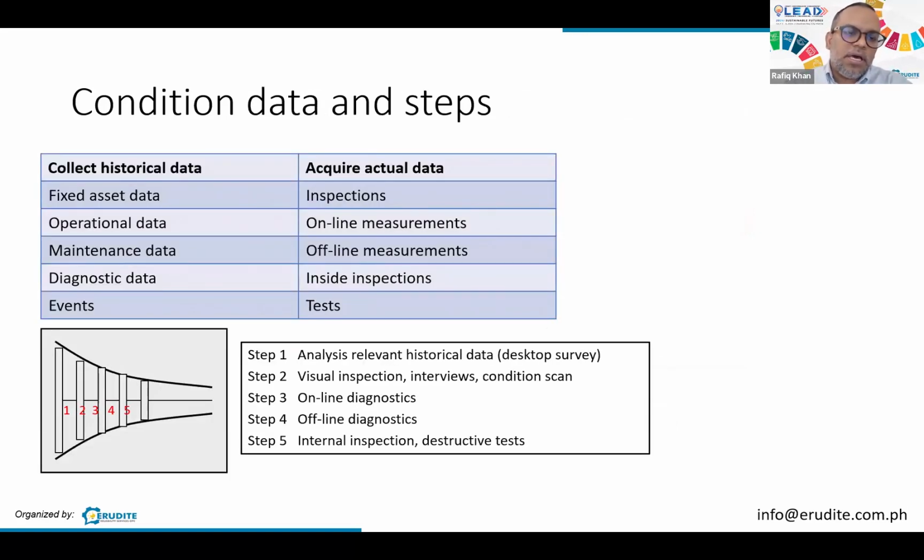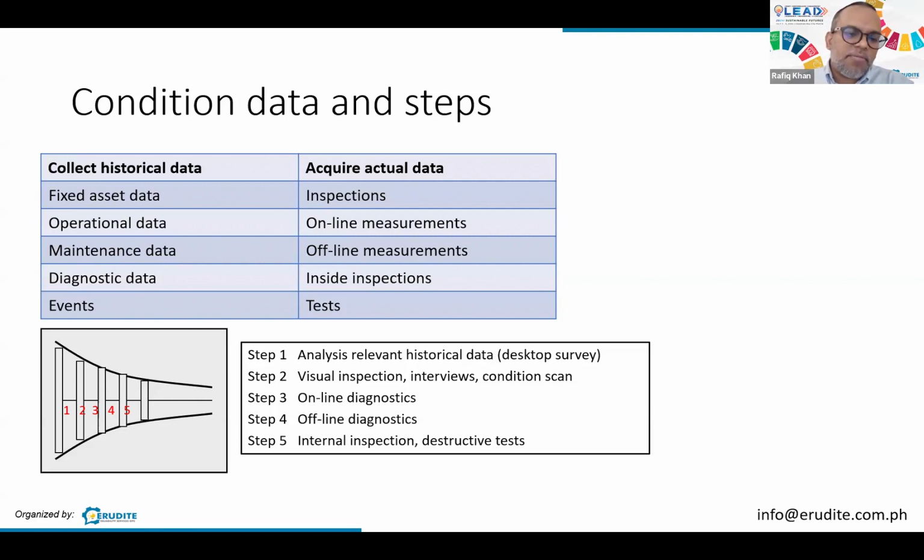So the steps: for fixed asset data, we can do inspection. Operational data, you can do online measurement. This is something that is becoming more and more prevalent these days. Maintenance data, offline. Of course, when you shut down, then you do some form of maintenance or testing. Diagnostic data, so you open up or go into a transformer and look at what is happening inside. Events, then you look at the test.